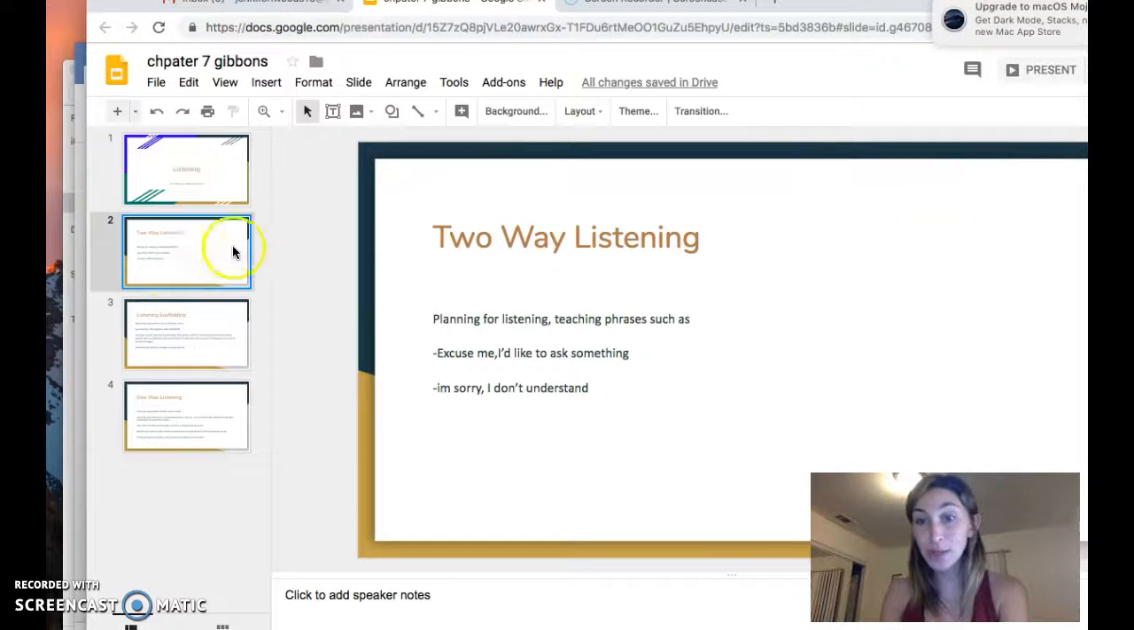So first it talks about the two-way listening, which is planning for listening and teaching phrases such as, "Excuse me, I'd like to ask something," or "I'm sorry, I don't understand." The reason that this particular area stood out to me is many students, especially EL learners, are nervous to say that they don't understand something to the teacher. So it's good practice to say, hey, it's okay that you can ask, and this is how you ask, because some of them don't even know how to ask.